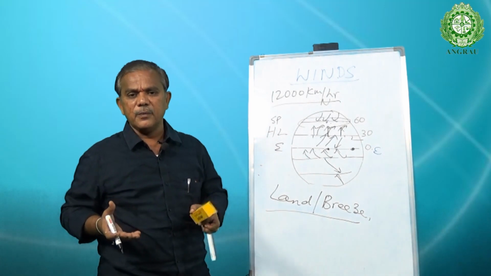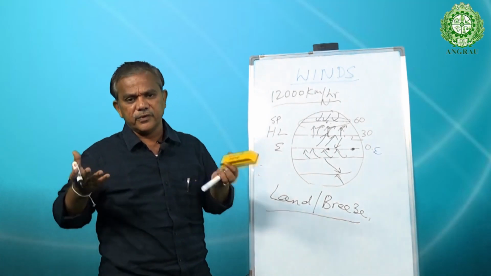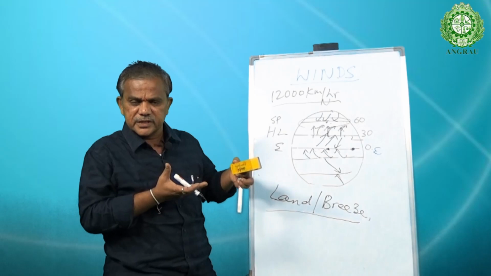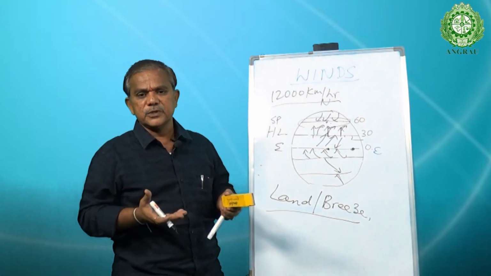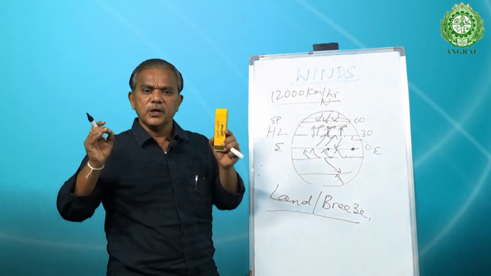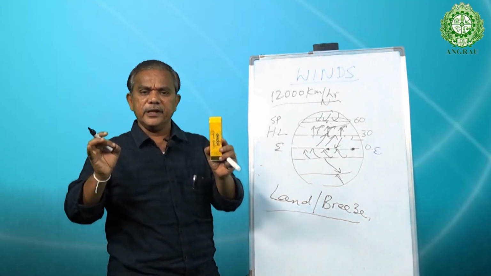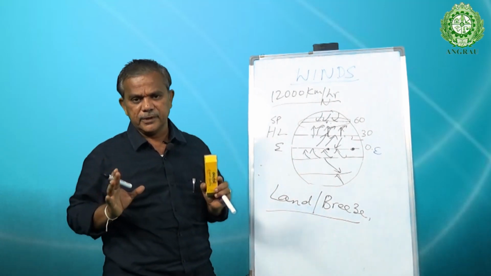So the winds are named based on the direction from which they blow. Since the winds are moving during night time from land to the sea mass, we call it a land breeze. So land breeze will occur during night time, and sea breeze will occur during daytime. This way you should remember.